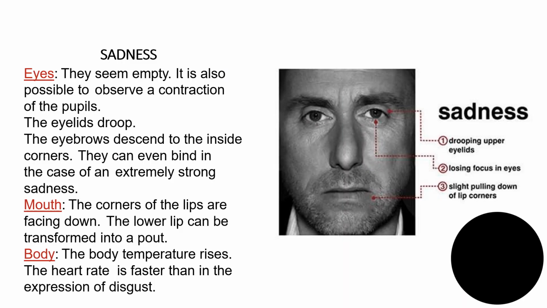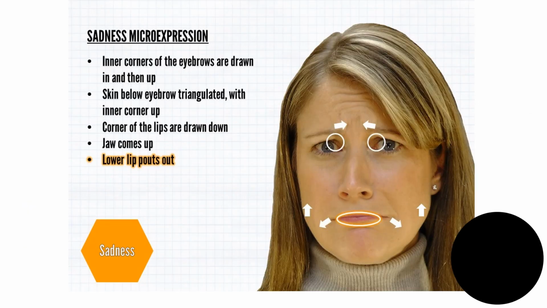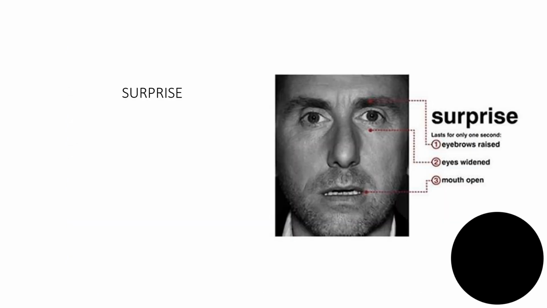So we also understand expression in terms of silence. When we see someone different, we can understand that this person is very sad. Sadness comes from dropping, losing, sliding of the lip corners. Very important expression in terms of silence. Surprise, very surprise.